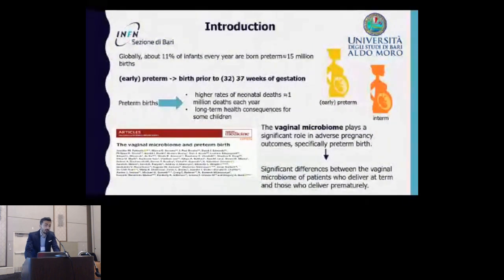So, globally, about 11% of infants every year are born preterm, more or less 15 million births. Preterm birth is defined as a birth prior to 37 weeks of gestation, instead early preterm as a birth prior to 32 weeks of gestation. Preterm birth is a major cause of neonatal mortality worldwide. In fact, preterm births have higher rates of neonatal deaths and have long-term health consequences for some children.